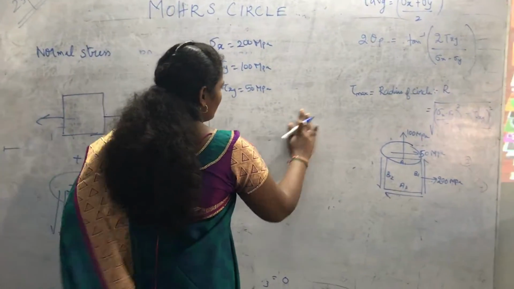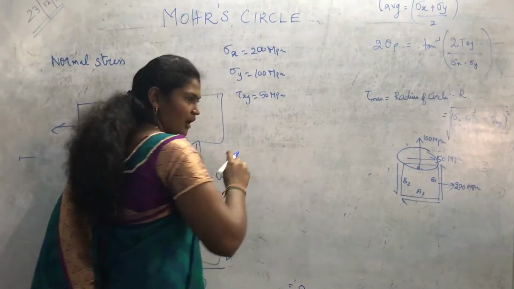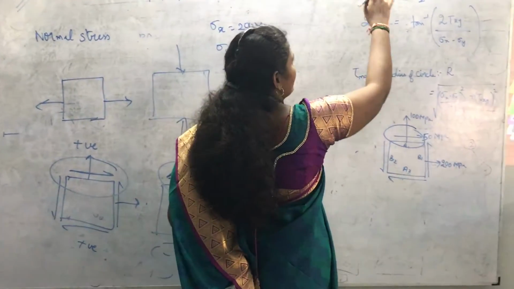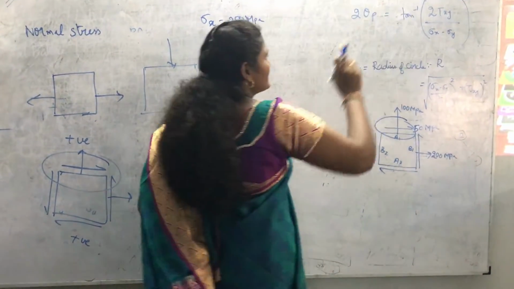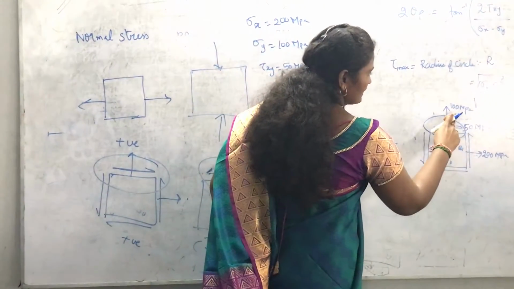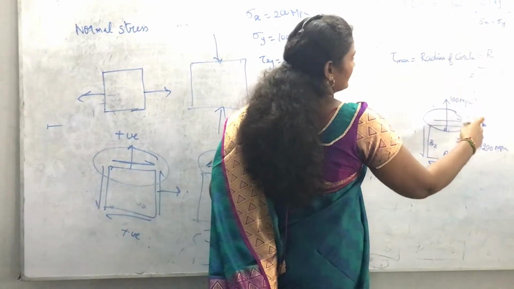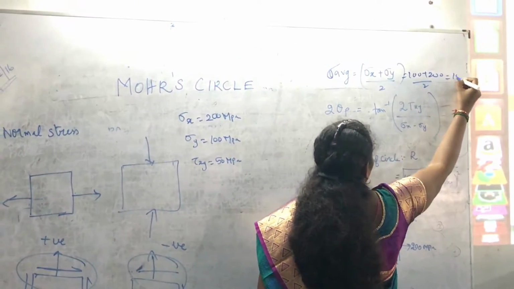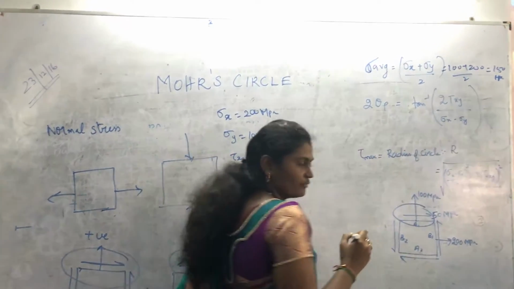To construct the Mohr circle, we need to know the center, or the diameter of the circle. For that we need the sigma average. Sigma average is sigma x plus sigma y divided by 2. So 100 plus 200 divided by 2 gives you 150 megapascal. This is the center of the circle.